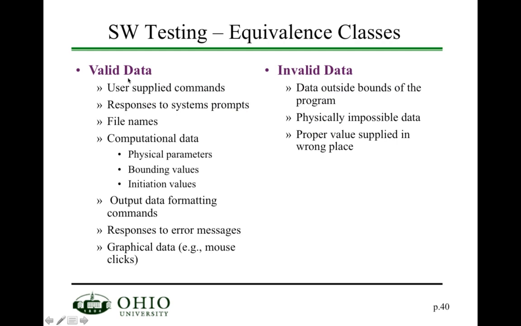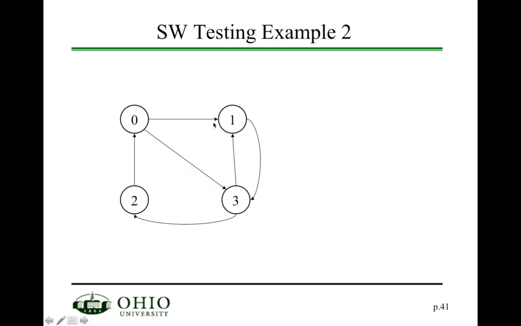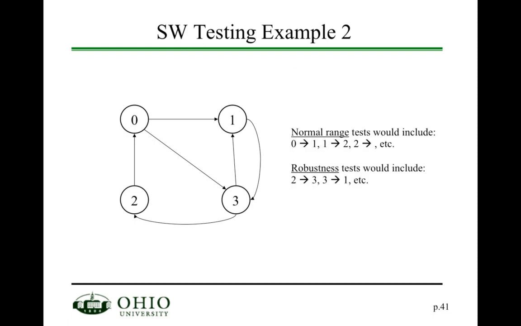So in one way, you can get the valid data that you need to put in, the normal range, and invalid data that you need to test in your robustness test cases. That is data outside the bounds of the program, or that's even physically impossible. And then of course, state transition diagrams could mean I'm looking at state transitions that would never be possible. Typically 0 to 1 exists, but for example, 0 to 2 does not exist.